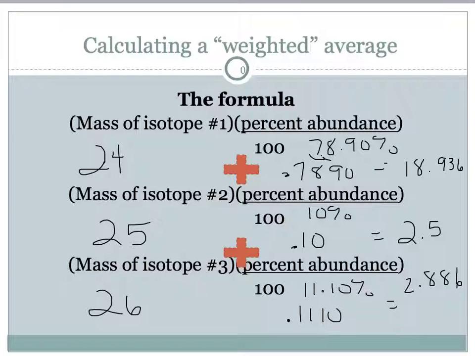2.886. And then the next thing that we're going to do is simply add together 18.936 plus 2.5 plus 2.886, and that will give us the average weighted mass, and that would be 24.32.